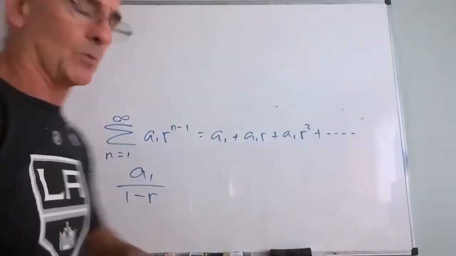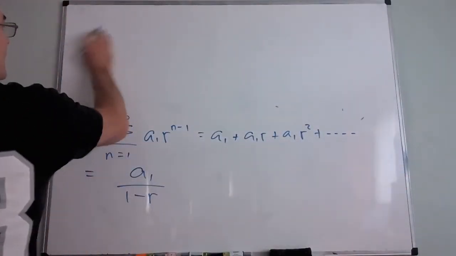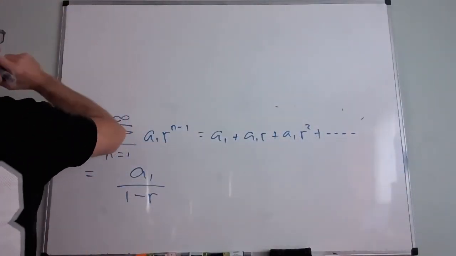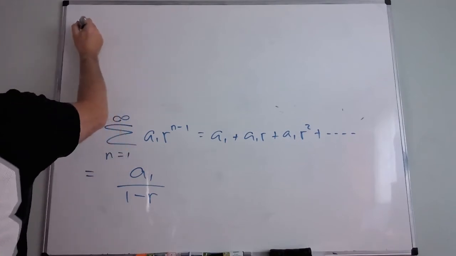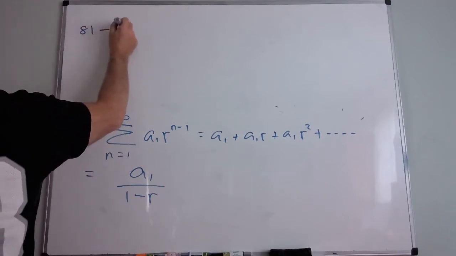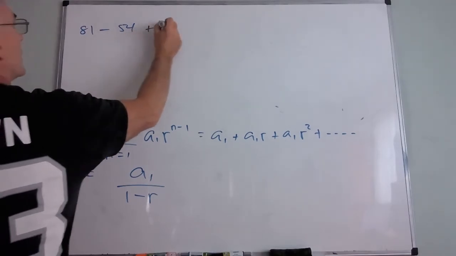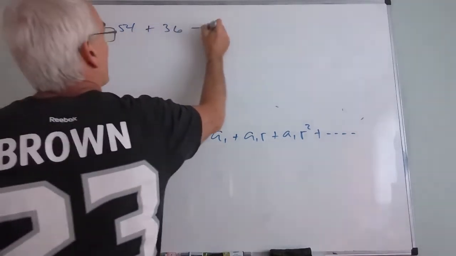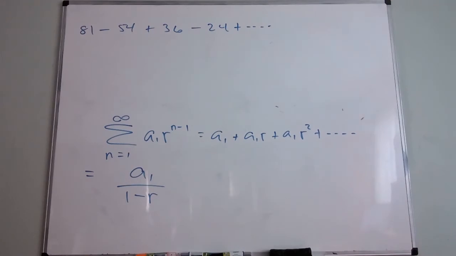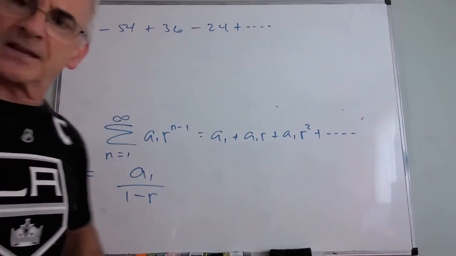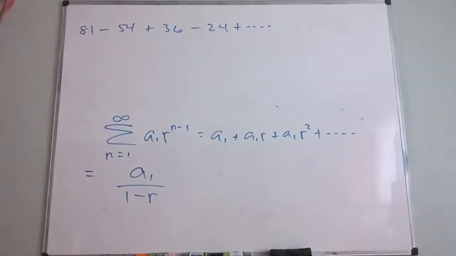Now let's do a different one. I'll start with something fairly simple. I've got 81 minus 54 plus 36 minus 24, forever and ever and ever. If you think you see a pattern, then that is the pattern. Is this geometric? I'm not going to tell you any information other than this. Have I given you enough information for you to make a conclusion?